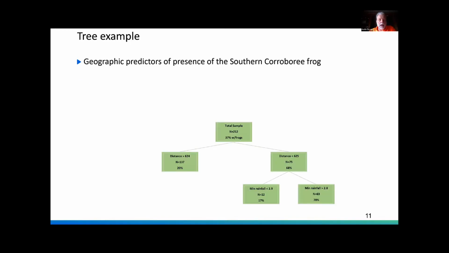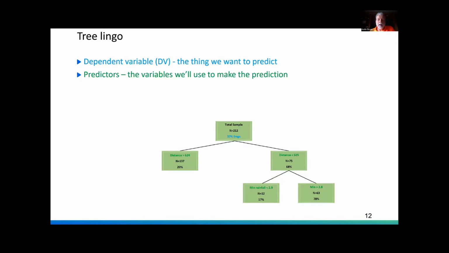So I hop into R and I build my little decision tree. And here's what it gives me. It tells me that this is my final predictive model. This is what a tree looks like, okay? And just before I go on, I want to introduce you to some tree language here. We've got a dependent variable. That's the number of frogs, or the percent of locations that have frogs. And we saw it was 37% of all locations.